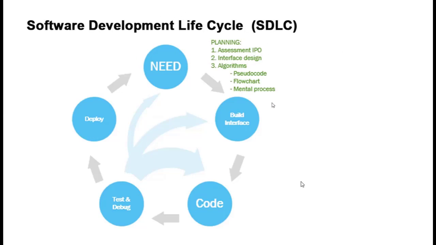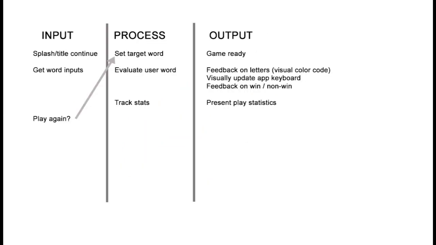As we look back to the software development lifecycle, we have our need: I want to develop this Wordle-style game. We're going to do our planning and look at the assessment, IPO, the interface design, and the algorithms. And then we'll start to build our interface, code it, test and debug, and make changes along the way to make sure it works, and then we would deploy it ideally through the Google Play Store or the iPhone store. In my case, though, I'm making this for myself, so I might just deploy it to my own phone, which I've already done. So let's take a look at the IPO.